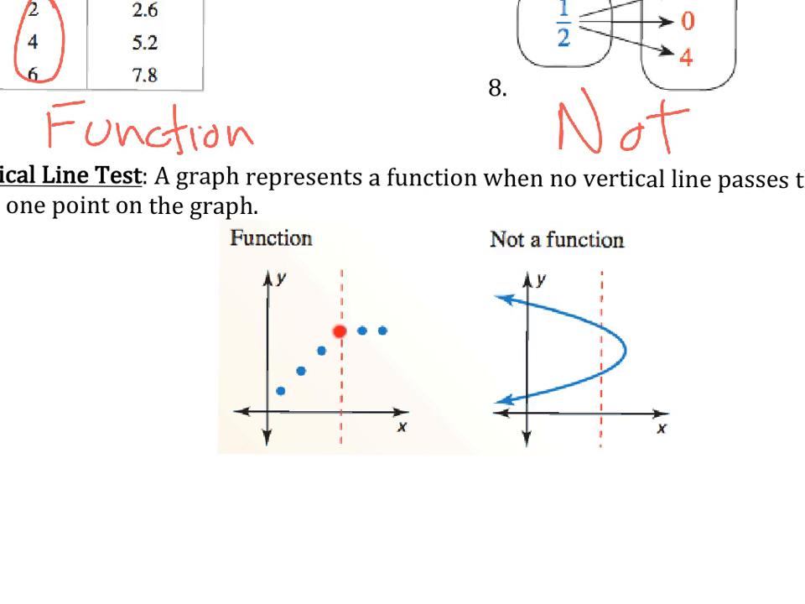This input right here has one output. So if each vertical line is only hitting one point on the graph, it is a function. As you can tell in the second example, I have one input that has two different outputs, so one vertical line that hits the graph twice, and that's how you know it's not a function. All right, let's look at page 2.